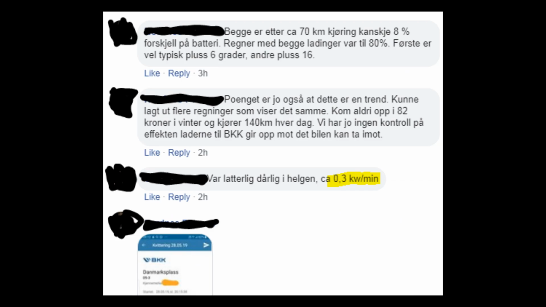Next one here, let me see. Yeah, this is charging at BKK. So they were complaining about slow charging speed, and you see it, I highlighted there. Someone said he was getting only 0.3 kilowatt per minute. And again, there are two mistakes here, because he claims kilowatt. It would make more sense if he said kilowatt hour per minute, but he said kilowatt per minute. And kilowatt per minute, power per minute, is not the unit. So it should be kilowatt hour per minute. Yeah, that's the correct one.